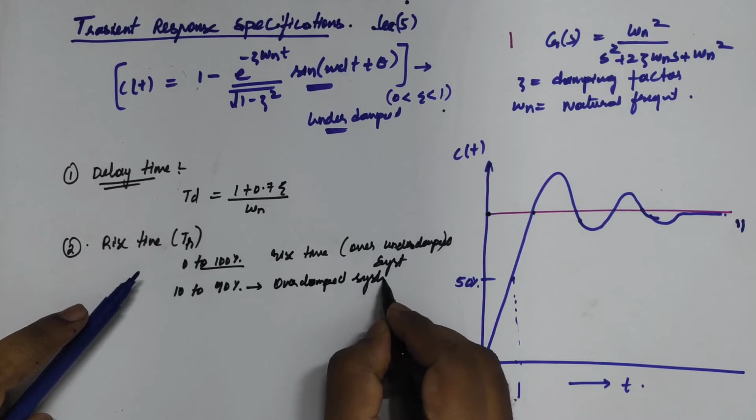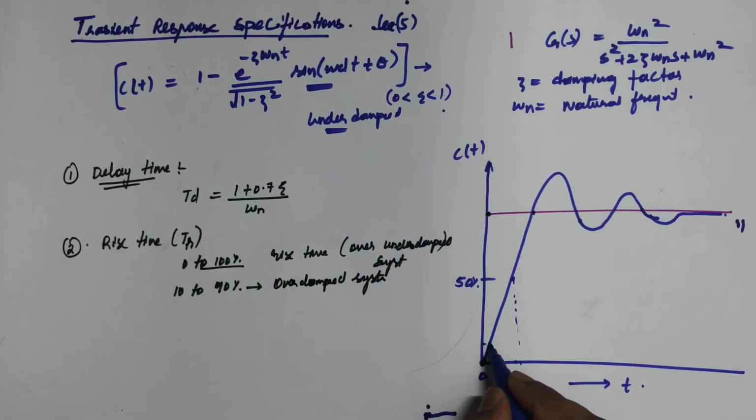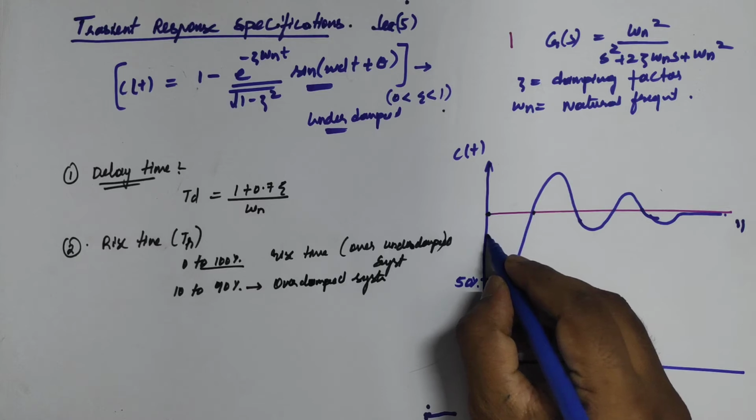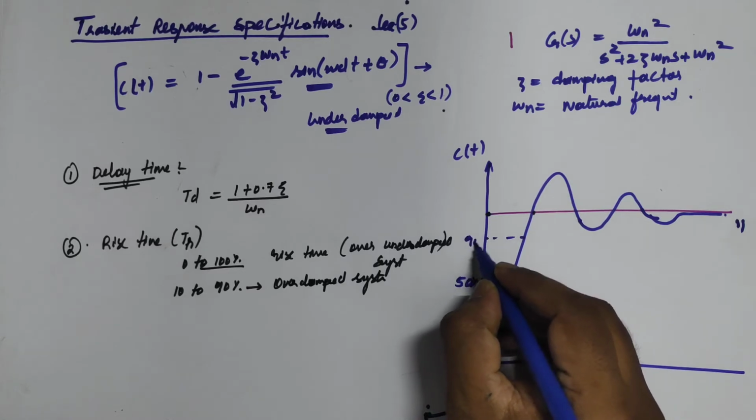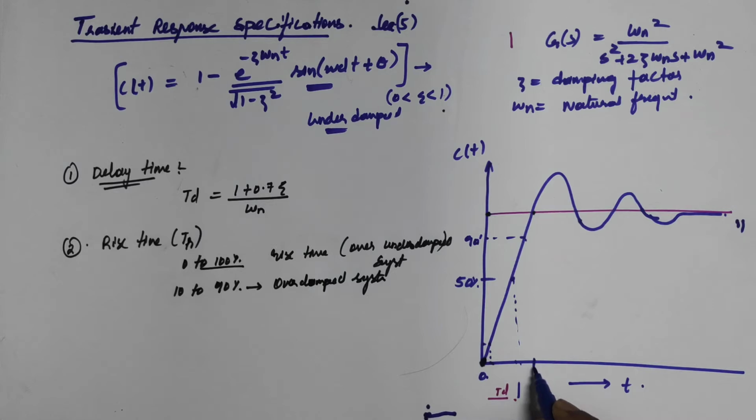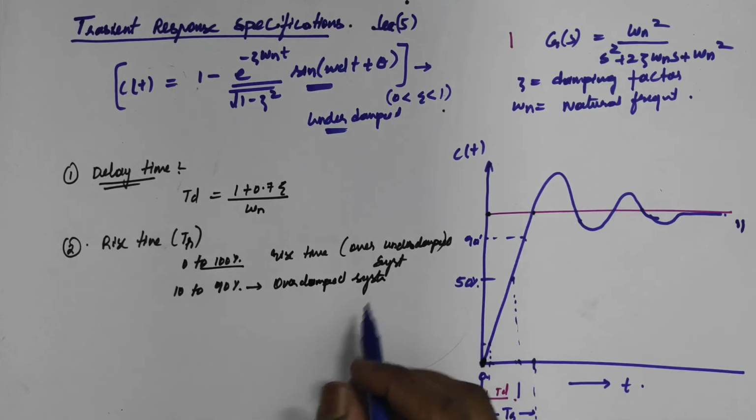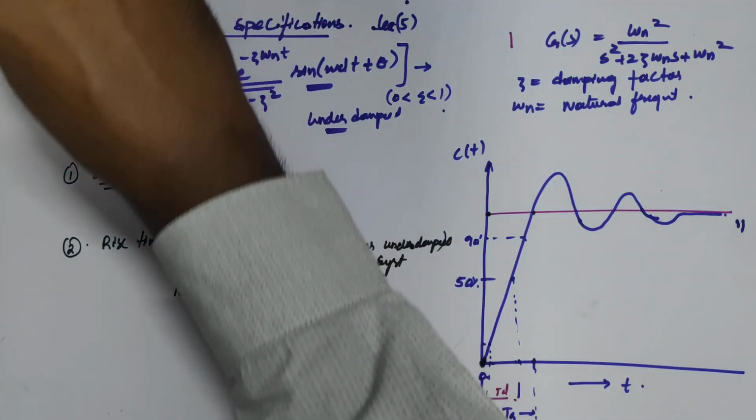So I am writing from 10% to 90%. Let us take this is the 90%. From 0 to this point I am considering as TR, the rise time. See, for the delay time I started from 0 to 50%, and the rise time is from 10 to 90%.